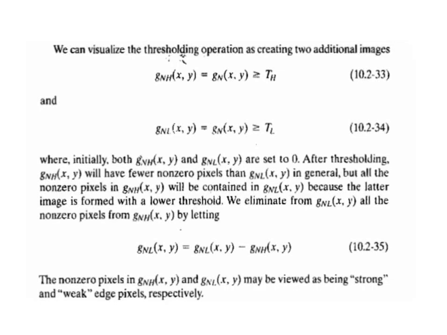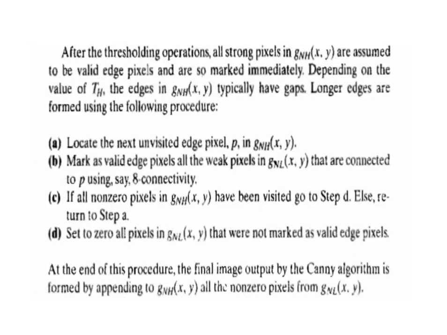Because the latter image is formed with the lower threshold, we eliminate from gNL(x, y) all the non-zero pixels from gNH(x, y) by letting gNL(x, y) = gNL(x, y) minus gNH(x, y). The non-zero pixels in gNH(x, y) and gNL(x, y) may be viewed as strong and weak edge pixels respectively. After the thresholding operation, all the strong pixels in gNH(x, y) are assumed to be valid edge pixels and are so marked immediately.